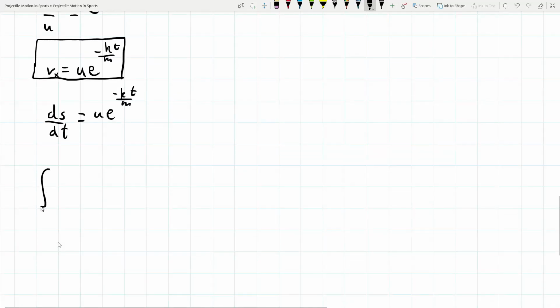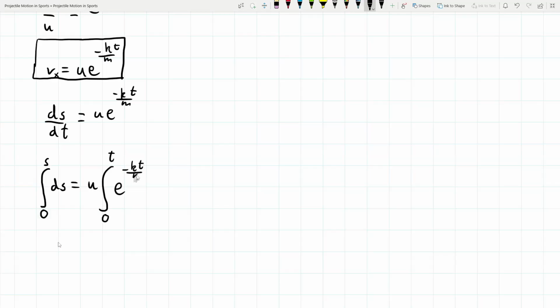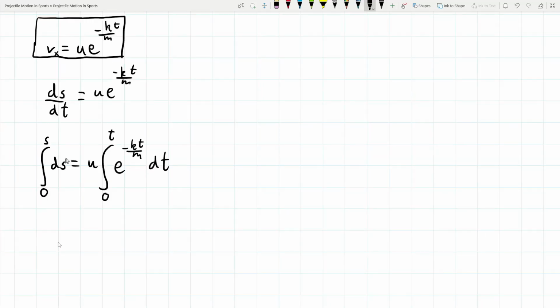We get the integral from the initial position, which is 0, to the final displacement s of ds equals u, remember, is a constant because the initial velocity, there's only one initial velocity, won't change. So we get u times the integral from initial time 0 to final time t of e to the minus kt over m dt. Now the left side's very easy to integrate, but on the right side we have kind of like the chain rule here, but there is no chain rule for integrals, so we're going to have to make a substitution.